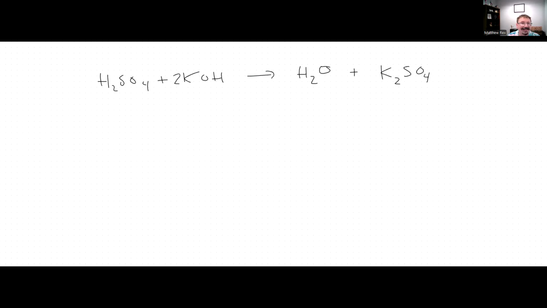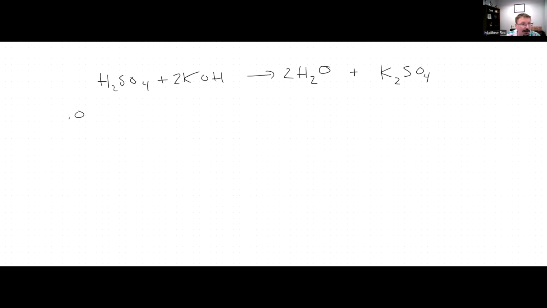And sulfuric acid is polyprotic, it's got 2 acidic hydrogens. That means each one of those acidic hydrogens is going to need an OH to react with. We have 2 of them there, but 2 H+ with 2 OH- will give us 2 waters. So we have a 1:2 ratio for our acid to our base. That's important.